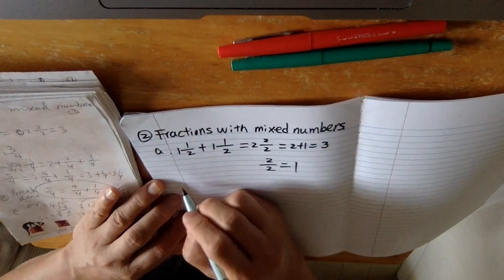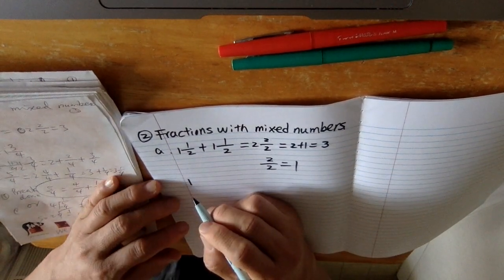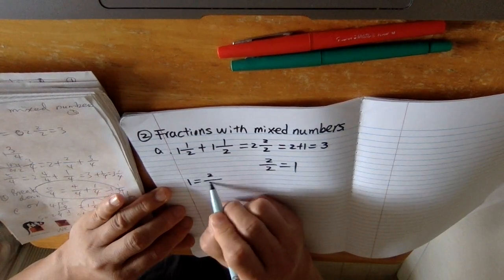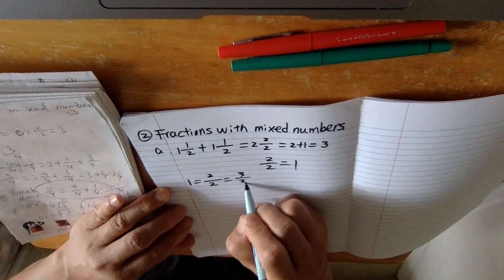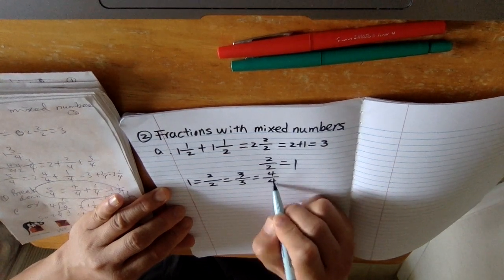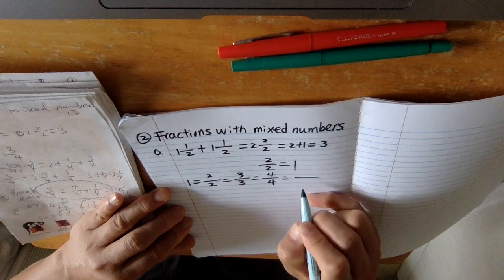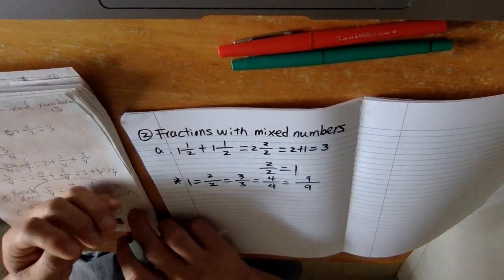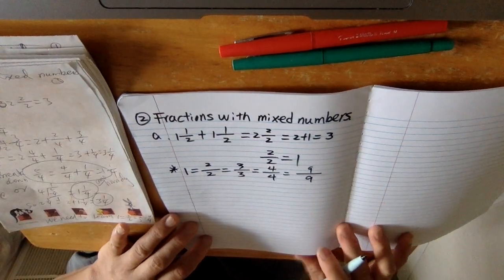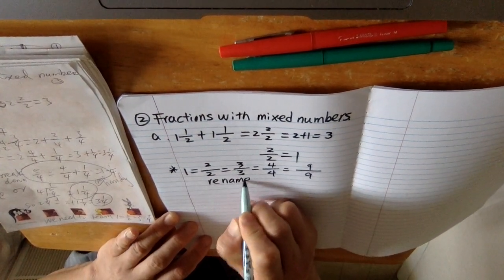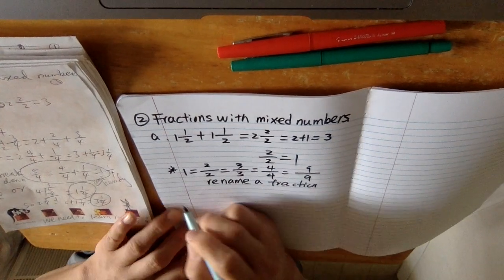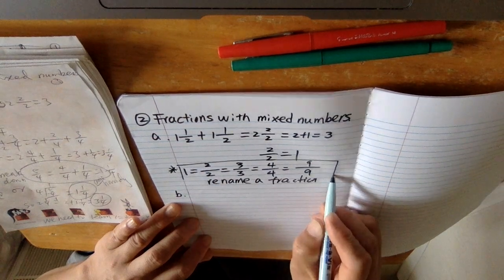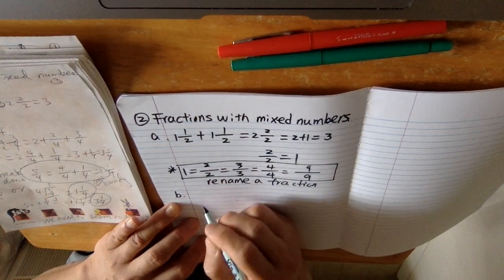Here, I want to show you something. When we learn other fractions, we know 1 can be divided into 2 over 2, or 3 over 3, or 4 over 4, or any, for example, 9 over 9. This is going to be very useful when you learn to change or rename a fraction. We will use this when we learn subtracting fractions.